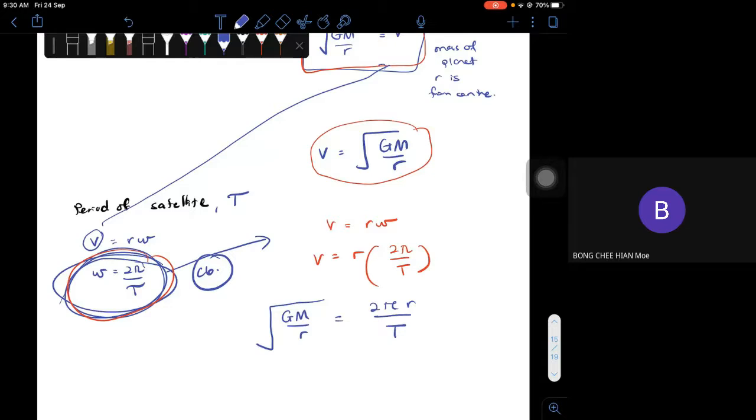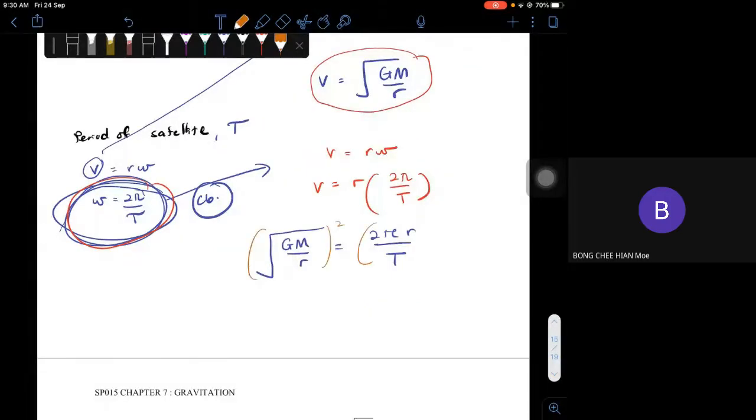And then apa yang Miss boleh buat kat sini adalah disebabkan I want to get rid of the square root. So I'm going to square both sides. So hilanglah square root ni kan. So ni akan jadi GM over R is equals to 4 pi square R square over T square. Okay. Lepas tu Miss bawa pindahlah T square ni bawa naik atas. R ni bawa naik atas. GM tu bawa turun bawah: T square equals 4 pi square R cube over GM.